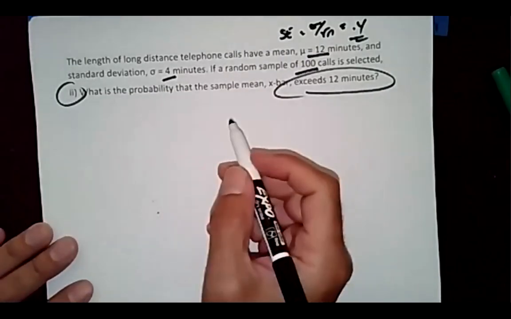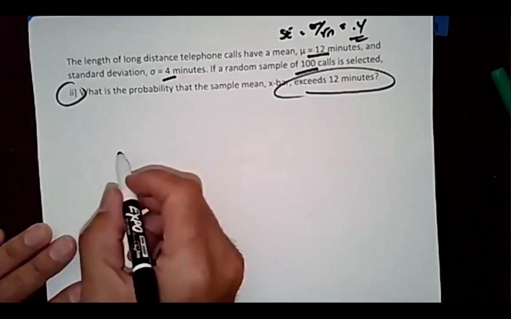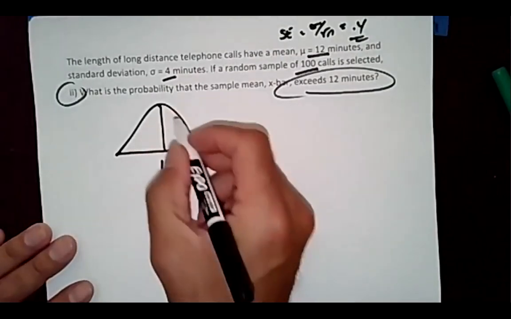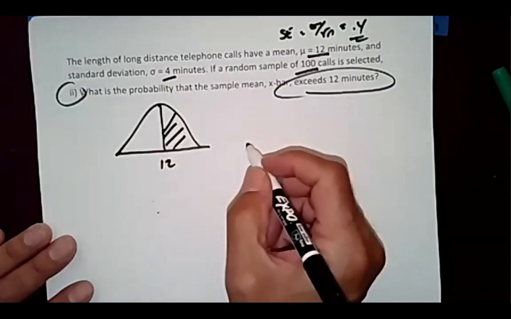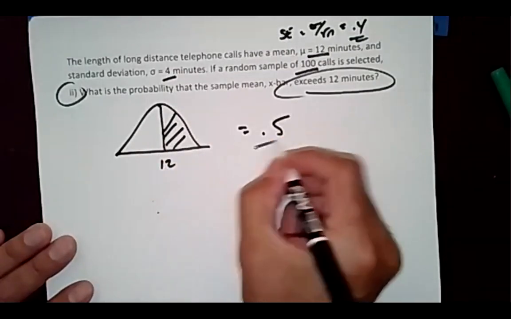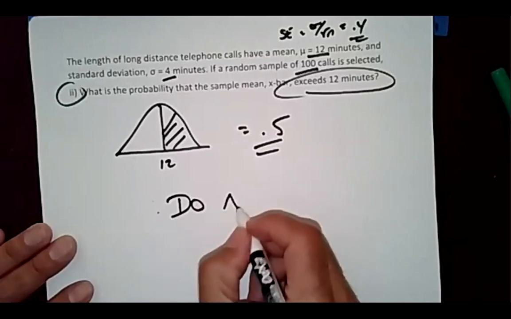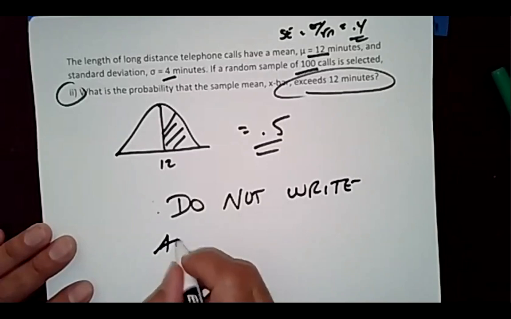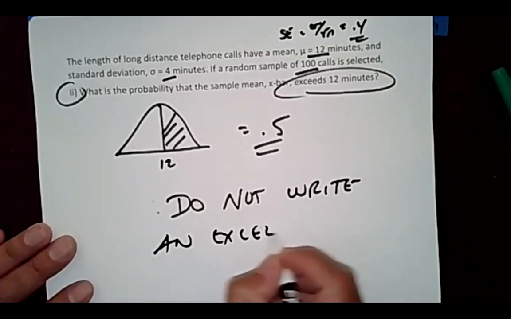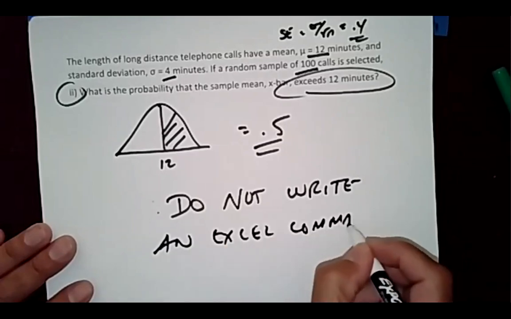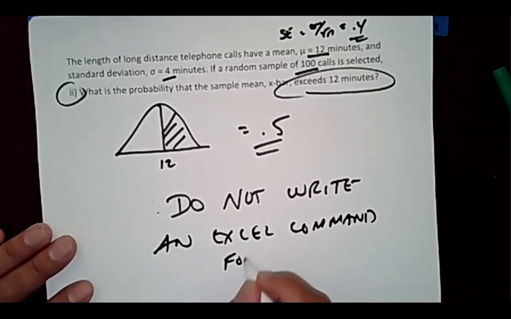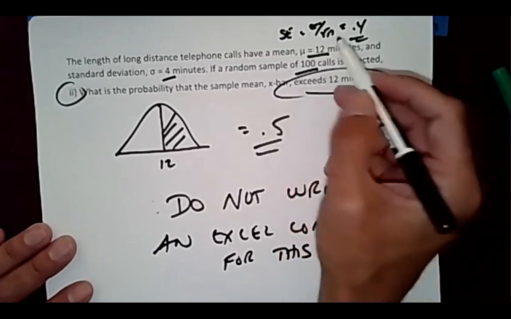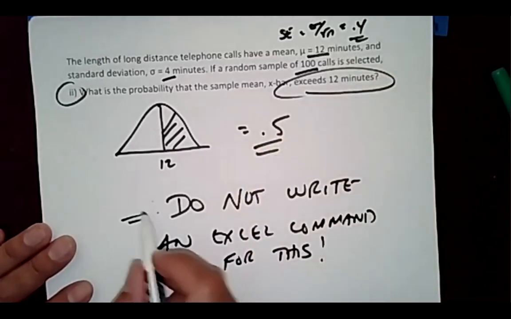Okay. Now, this is an easy question. Here's 12. It really wants this answer, right? The answer is 0.5. We know due to symmetry, it's 0.5. This is an easy question.